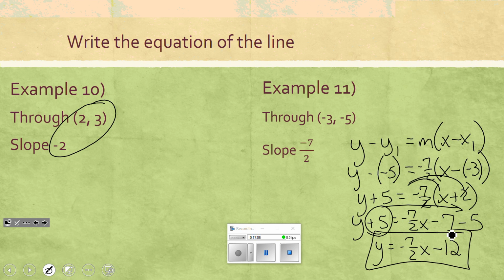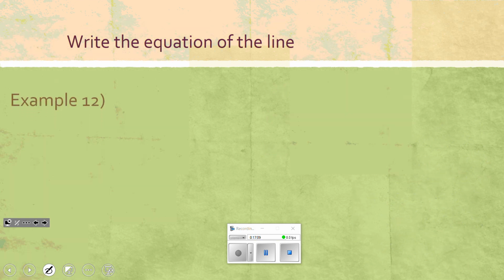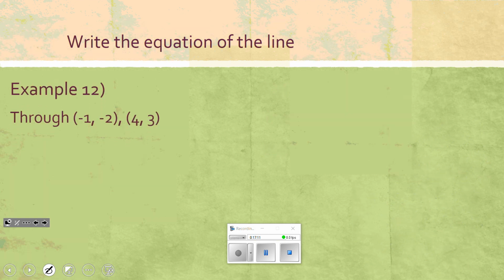Okay, 2 more. Really quickly. And I may just get through one. I think I'll just do one and cut it off here.